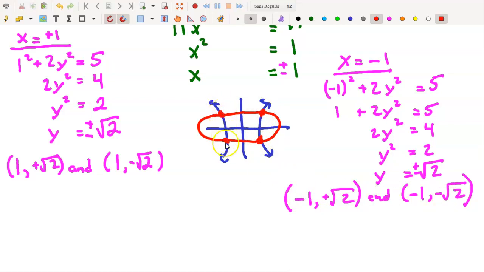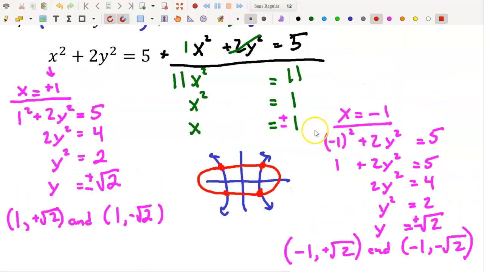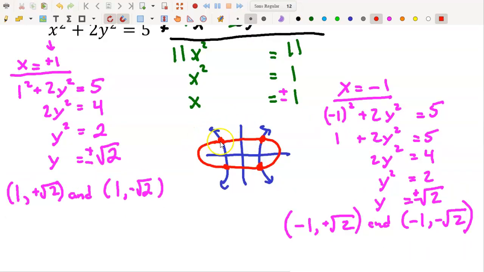Negative 1 positive root 2, negative 1 negative root 2. Okay. So I'm going to ask you, on your reviews and your homework, of course, you're going to be sketching these solutions. So once you get all the answers, just roughly sketch it. You notice how this is not even close to being elliptical. There's no numbers on here at all, just a sketch, nothing fancy, just so you can get an idea of what we're looking at.